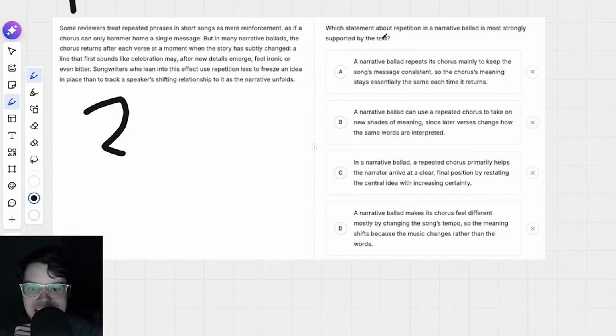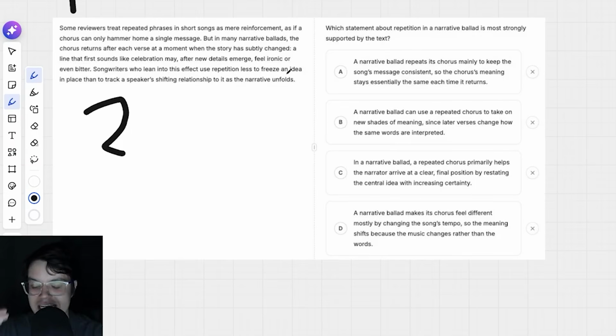For my prediction, here it is asking what statement of repetition in a narrative ballad is most strongly supported by the text. Now, this one, it's harder to make a prediction because it's literally asking for stuff that you can only see after you look at the choices, but you can still make a prediction because our prediction is just a guess as to what the correct answer is going to be. So I can still guess what I think it's probably going to be the answer.